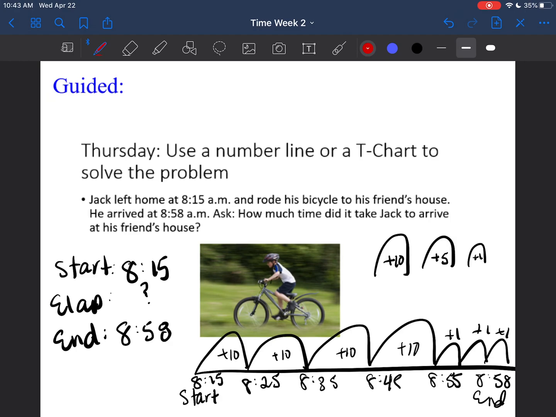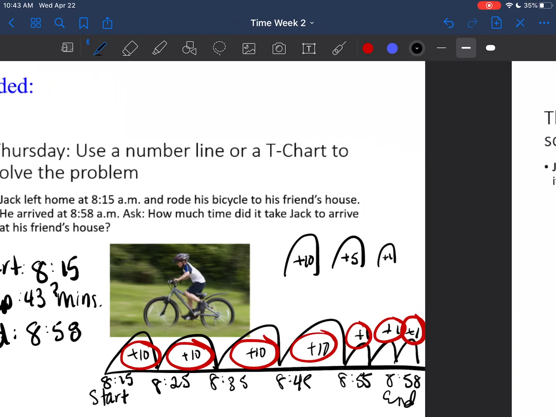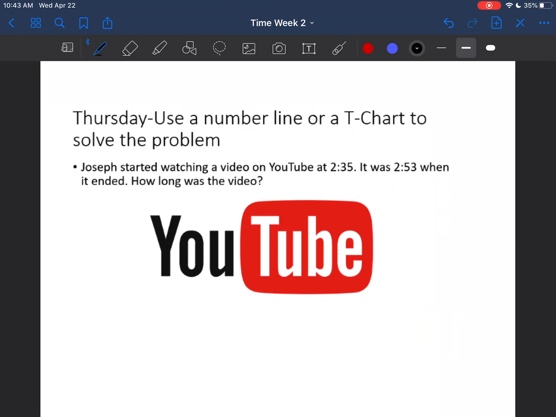Now I'm going to add up all of my time to figure out the elapsed. 10, 20, 30, 40, 41, 42, 43. So 43 minutes. All right, we have one more that we're going to solve together, and then you're going to be on your own. Remember, the first thing I want you to do is set up that graphic organizer because it really helps you understand what you're solving for.